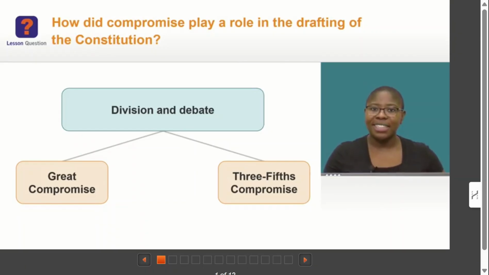But first, let's take a closer look at the divisions and debates at the Constitutional Convention as we answer the lesson question: how did compromise play a role in the drafting of the Constitution?